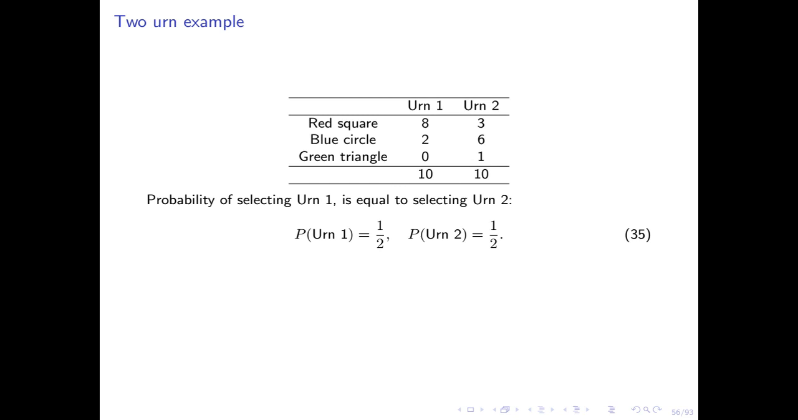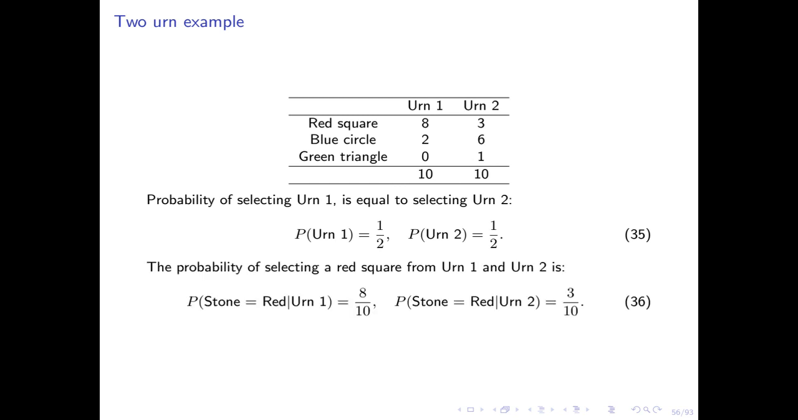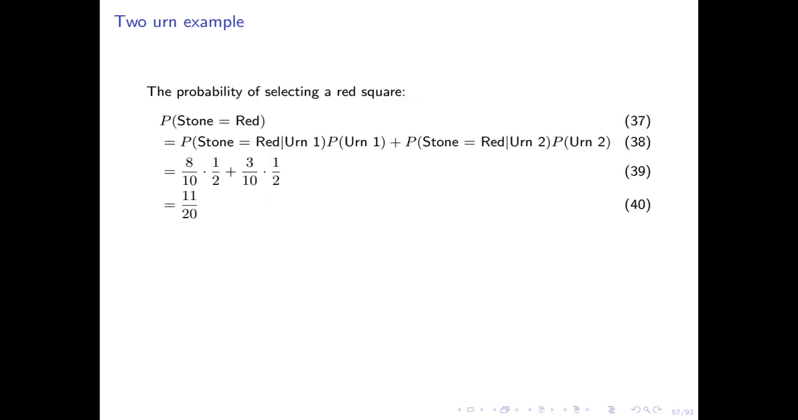So the probability of selecting an urn is equal for these two cases. They have an equal number of stones, so the probability of selecting a specific urn is 50%. If we ask the question, what's the probability of selecting a red stone given urn 1? We've already answered that. It's 8/10, with 8 stones that are red in urn 1, and urn 1 has 10 stones, so it's 8/10.